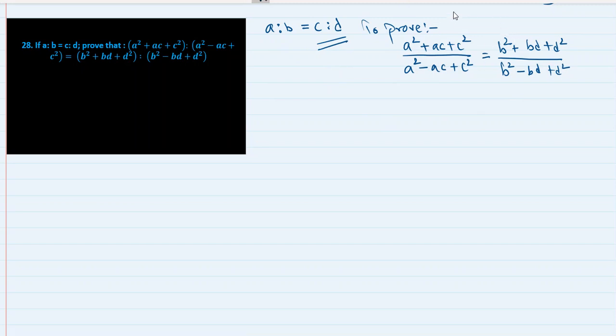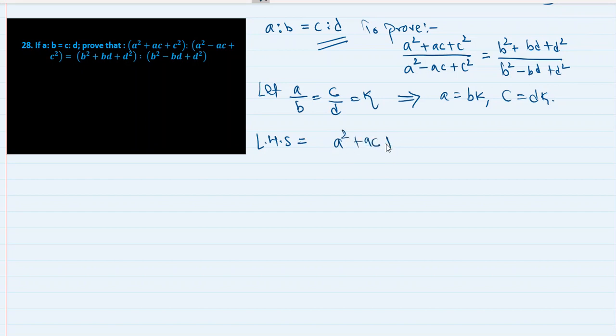Here, componendo, dividendo, alternando, nothing's going to work because we have squares and all. So it's complicated, okay? So here you are going to use K method. K method will be your savior here, okay? So let A by B is equal to C by D is equal to K, which implies A is equal to BK and C is equal to DK. Now take LHS. I'm just giving you a hint, you have to solve the whole thing. Take LHS, which is A square plus AC plus C square upon A square minus AC plus C square.